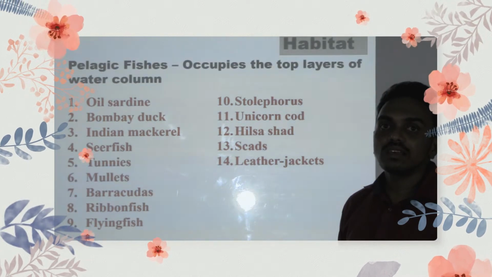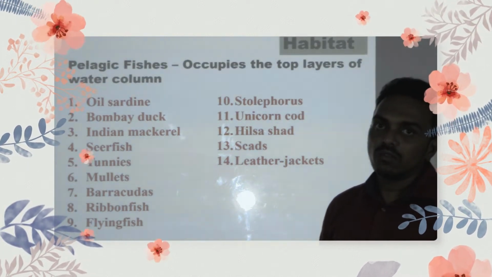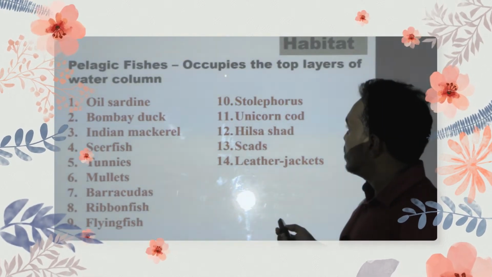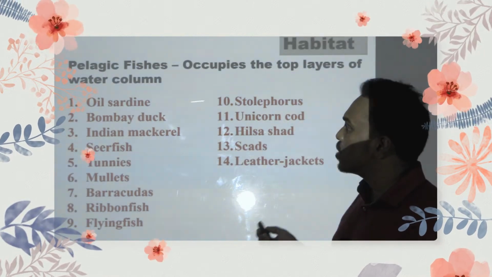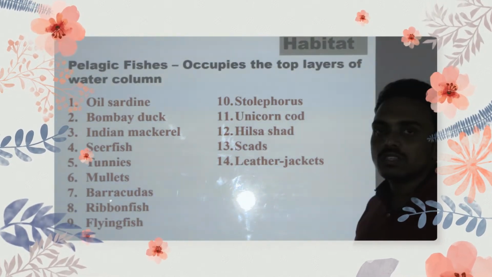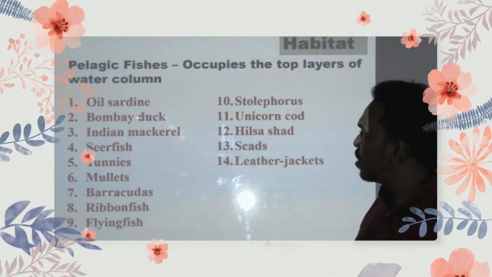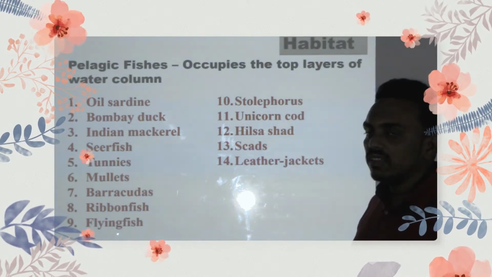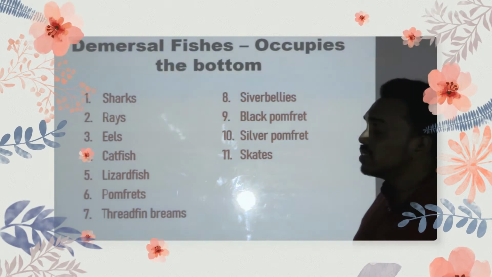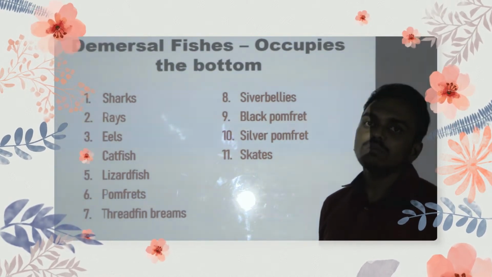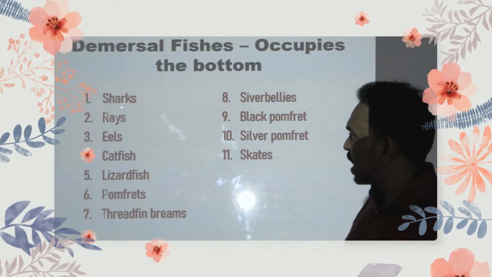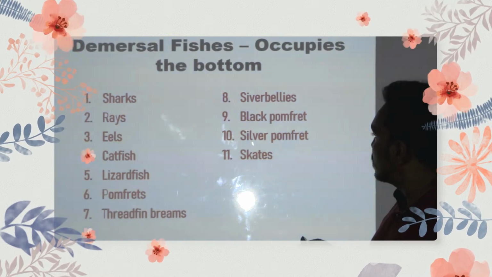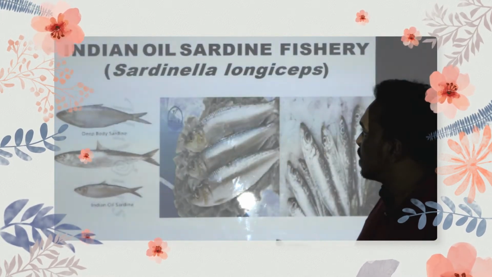Based on habitat, fishes are classified into two different groups: the pelagic fishery and the demersal fishery. The pelagic fishes are the representatives which occupy the topmost layer of a water column. Examples include the oil sardine, Bombay duck, Indian mackerel, seer fishes, tunas, mullets, barracudas, ribbon fishes, flying fishes and so on. Whereas the demersal fishes occupy the bottom of a water column. They include sharks, rays, eels, catfishes, lizardfishes, pomfrets, threadfin breams, skates, silver pomfrets and silverbellies.